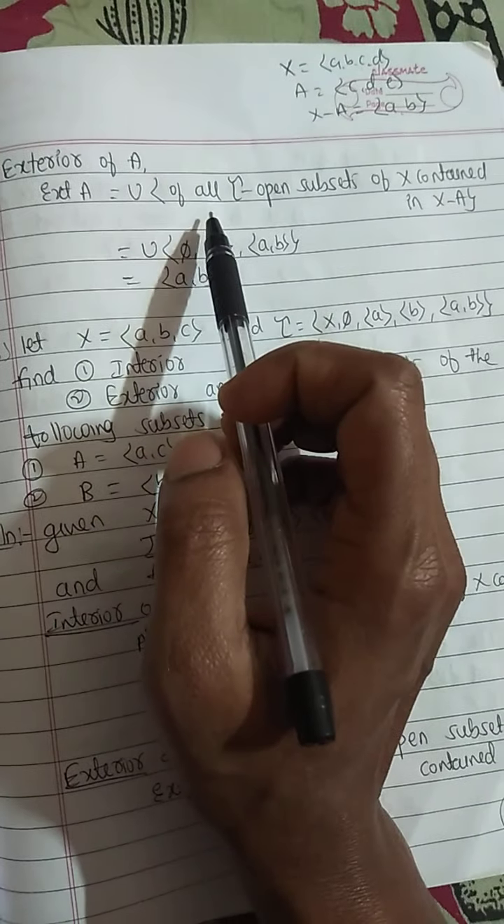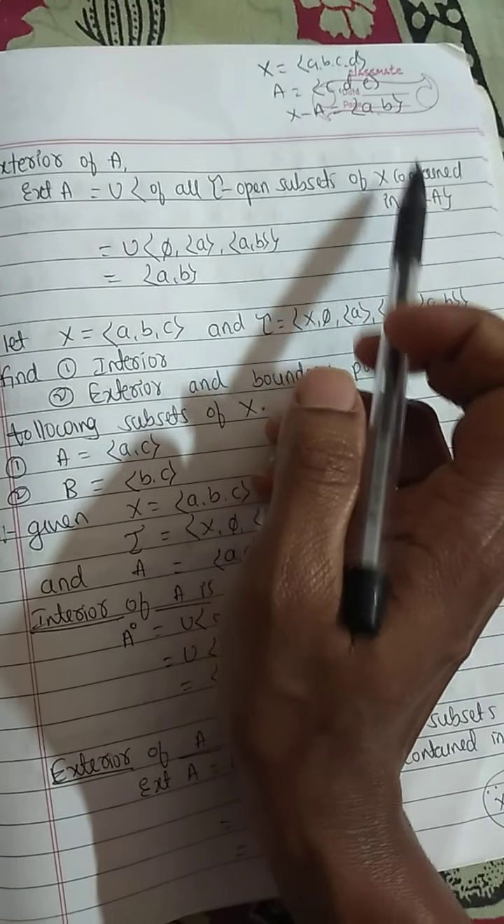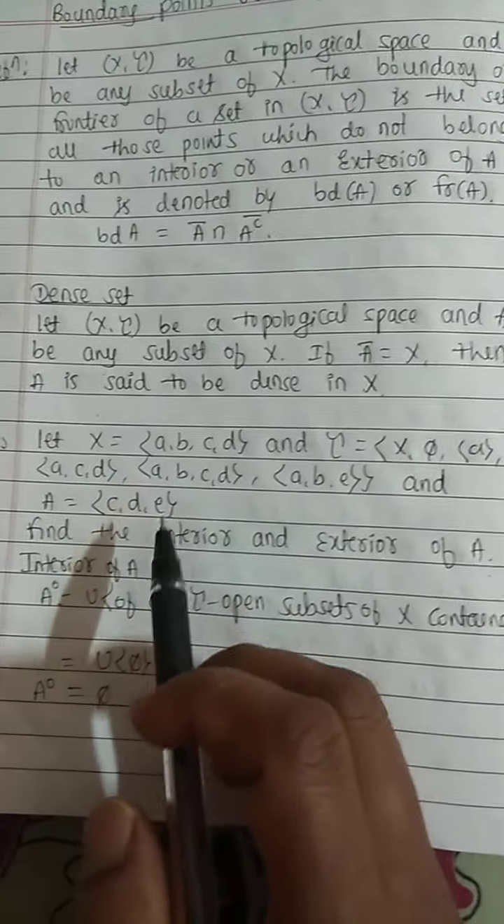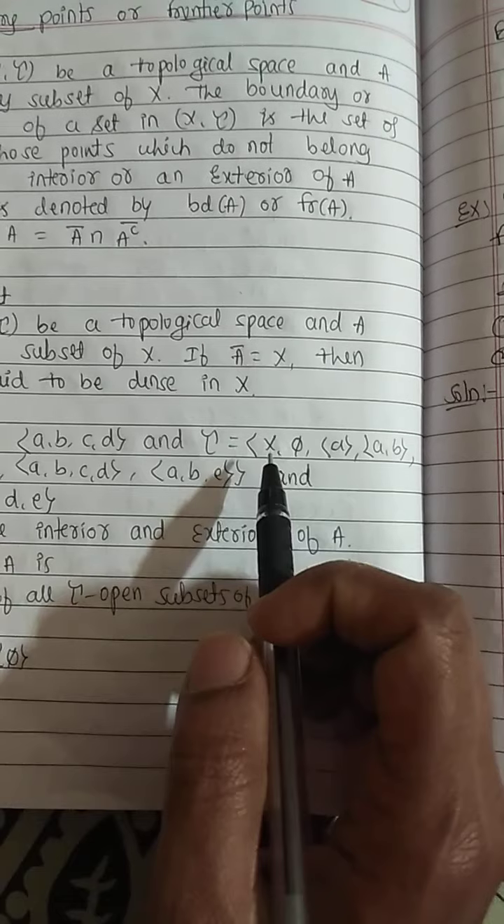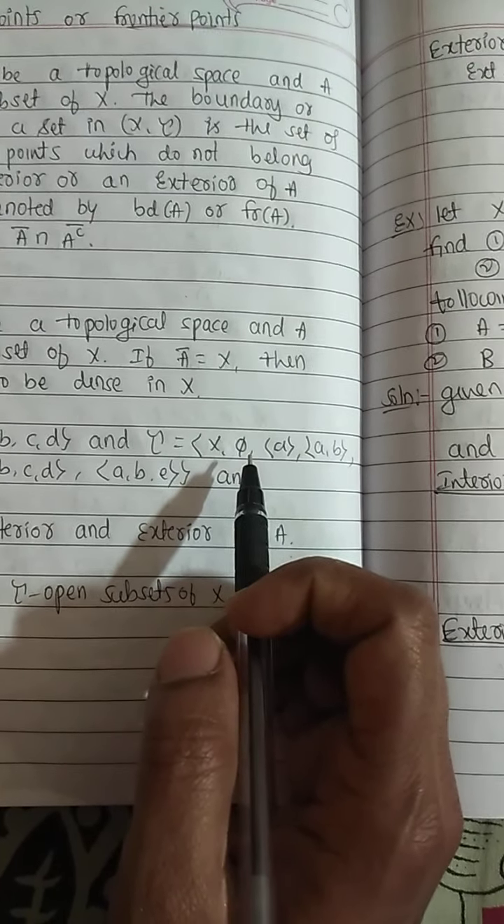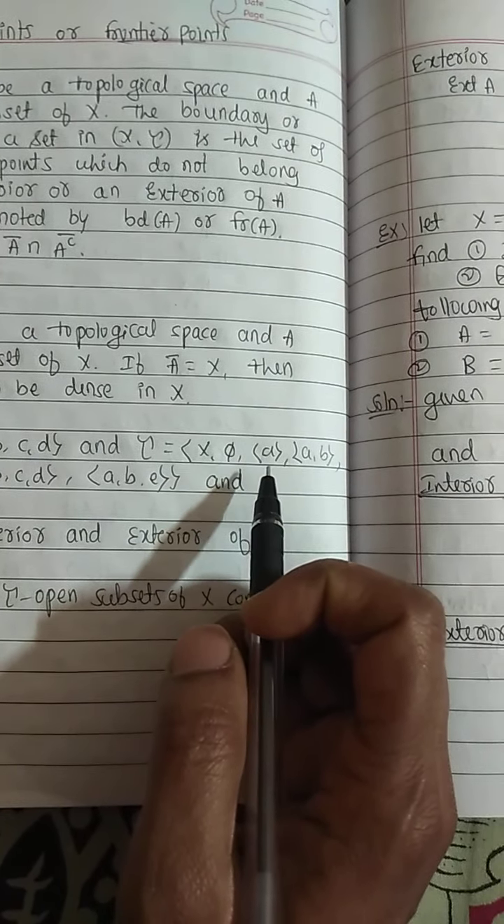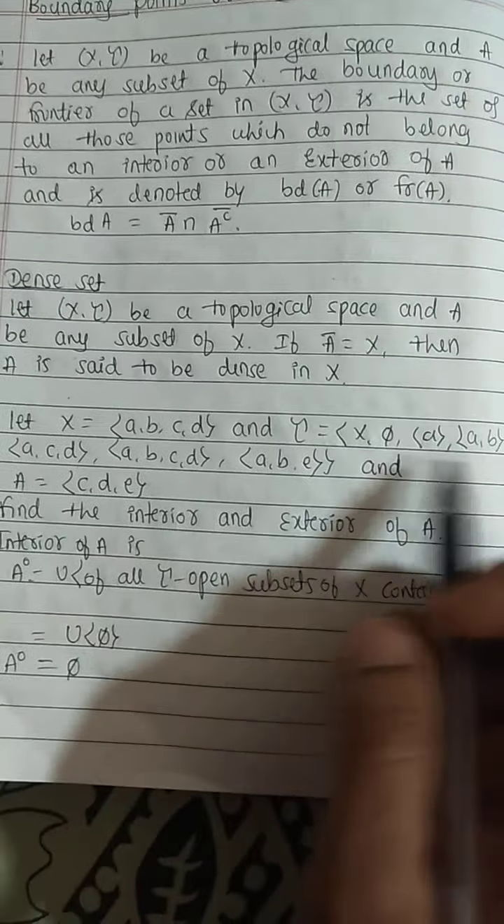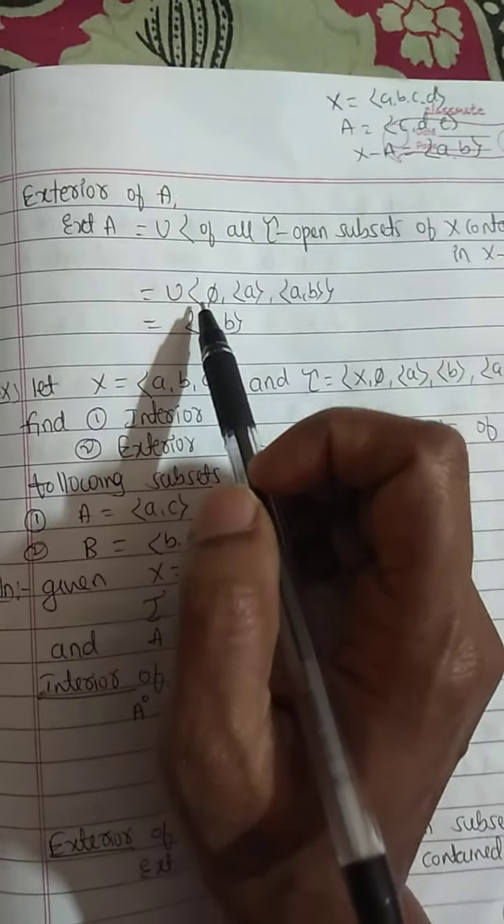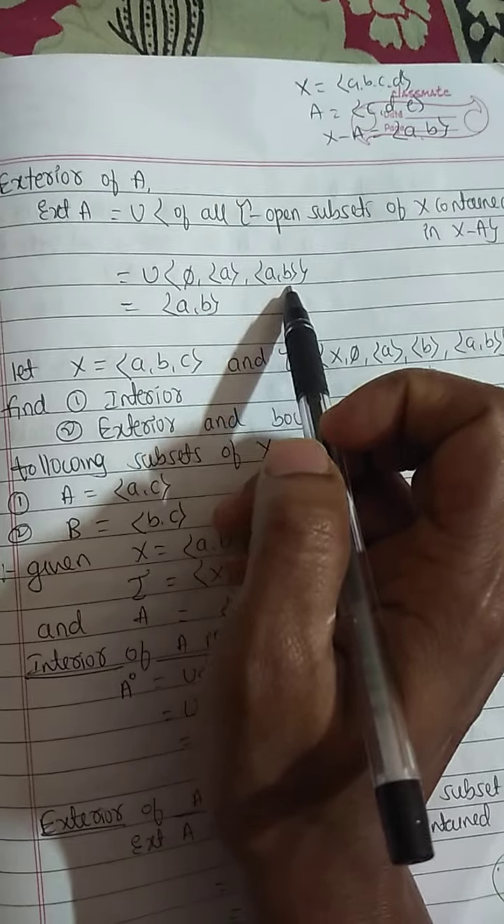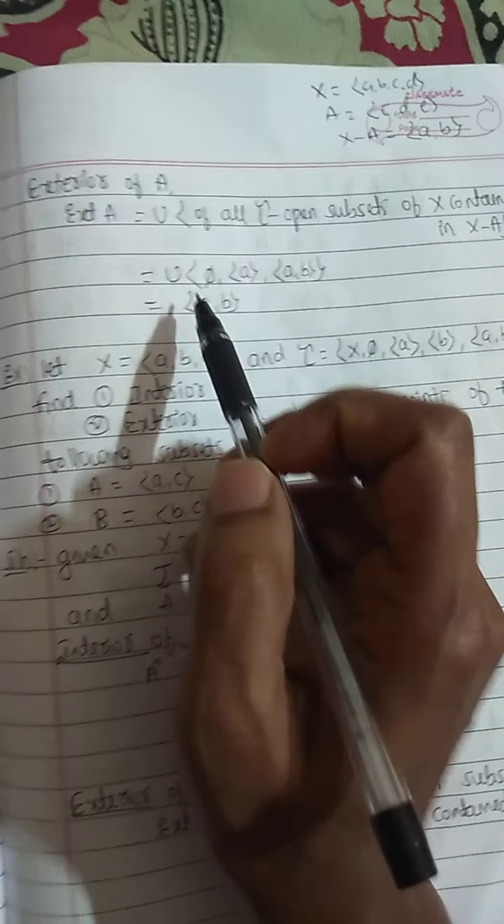Here, the set of all tau open subsets of X contained in X minus A, that is {a, b}. Phi is a subset of {a, b}. {a} is a subset of {a, b}, and {a, b} is again a subset of {a, b}. So the sets are phi, singleton set {a}, and {a, b}. The union of these three sets is the set {a, b}.